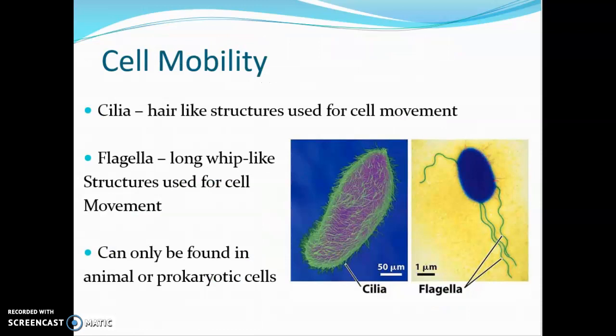Certain cells have the ability to move. When it comes to cell mobility, there are different types of structures that help to move the cell. The first one is cilia, which surround the cell itself. It's almost like a hair-like structure that wiggles and helps the cell to move. The flagella is a tail-like structure that whips around and helps the cell to move. This can be found only in animal or prokaryotic cells.